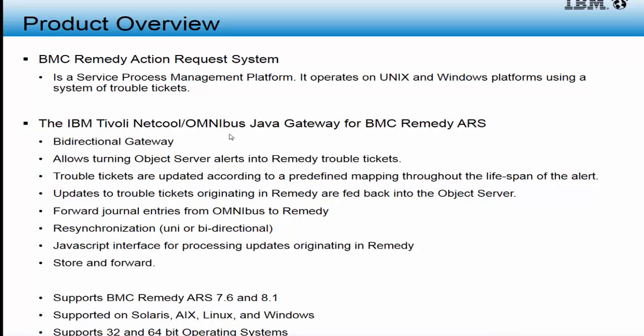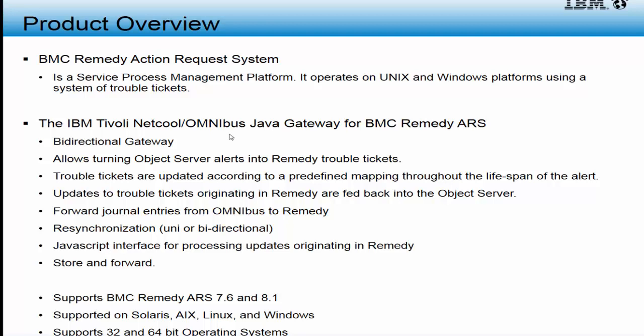So the BMC Remedy Action Request System is a service process management platform. It operates on Unix and Windows platforms using a system of trouble tickets. The IBM Netcool Omnibus Java Remedy Gateway has a number of features. It's a bidirectional gateway. It allows you to turn object server alerts into Remedy trouble tickets. Trouble tickets are updated according to a predefined mapping throughout the lifespan of the alert.